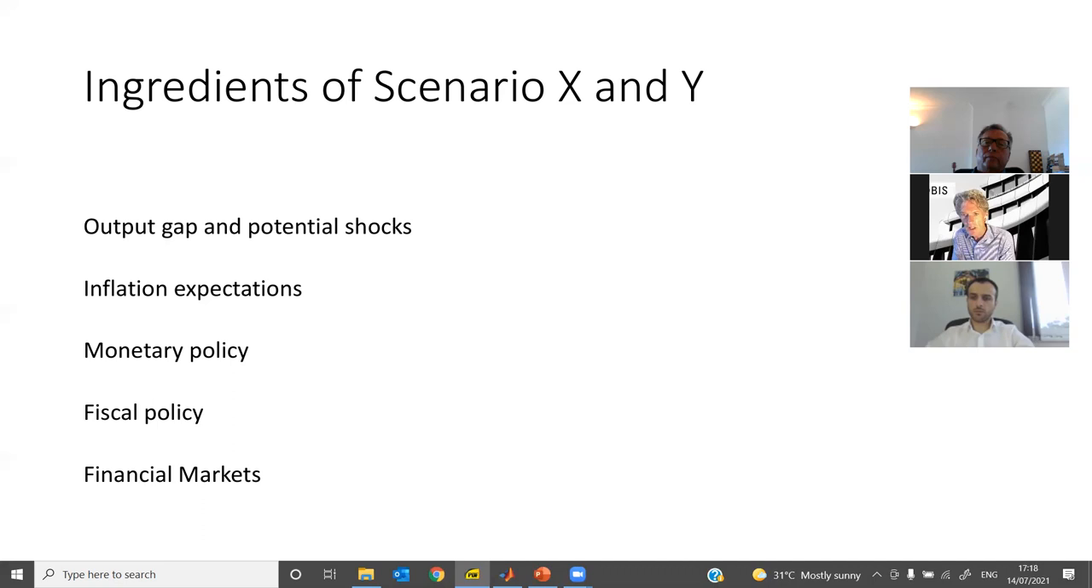Now, in that discussion, the choice of the policy rate is not a question of optimizing for one scenario. It's a question of picking a risk minimization path, given what they think are the major risks and the ones that they're most scared about.